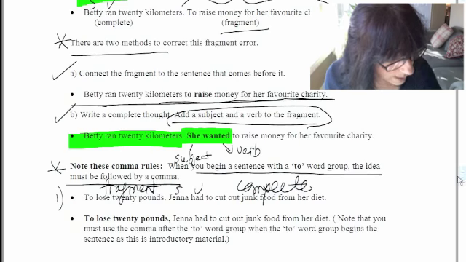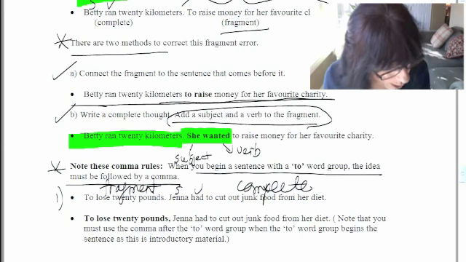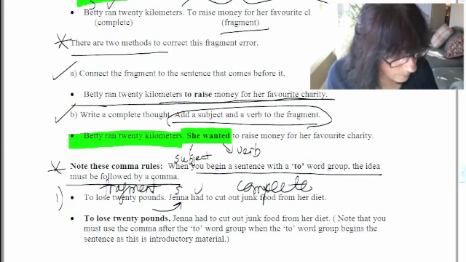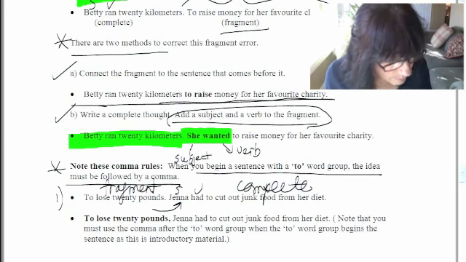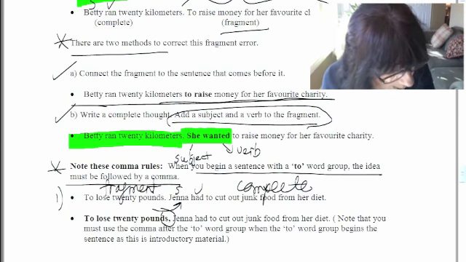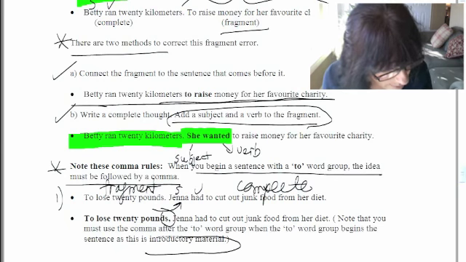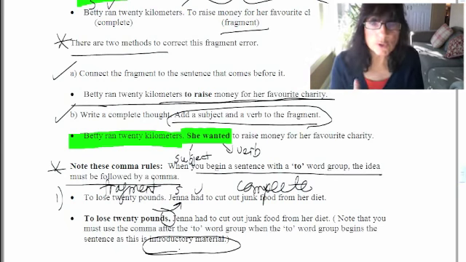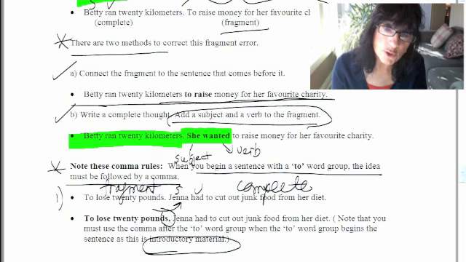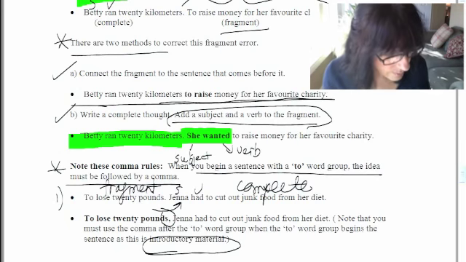So how could you correct it? Well, I said to lose 20 pounds, comma, so I'm joining it to this sentence, Jenna had to cut out junk food from her diet. So notice that you must use the comma in here after the to word group when the to word group begins the sentence, because this is called introductory material. You're introducing the material, and you've started with to, and in this case, to lose 20 pounds.